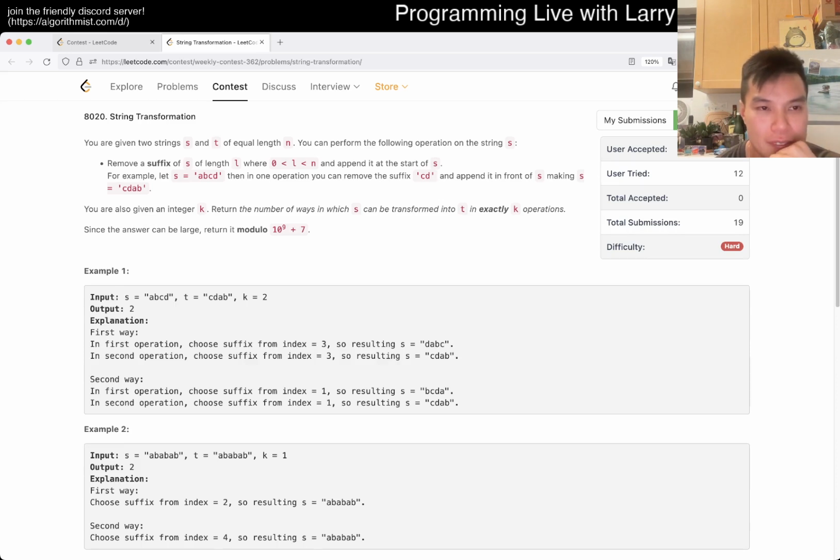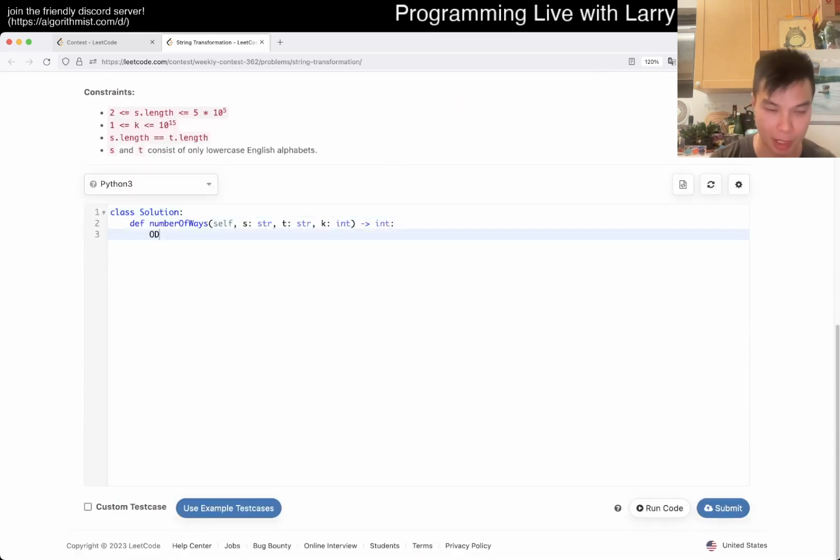Alright, anyway. Remove a suffix s of length L and append it to the beginning of the s. Okay, in one operation. Alright, mod.